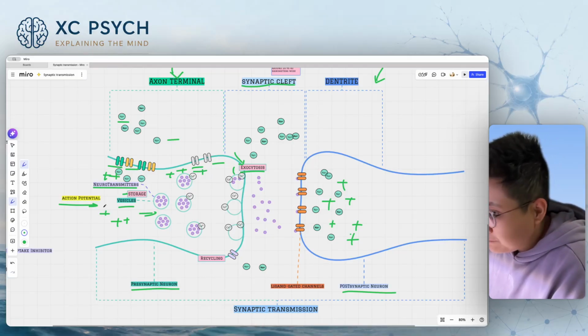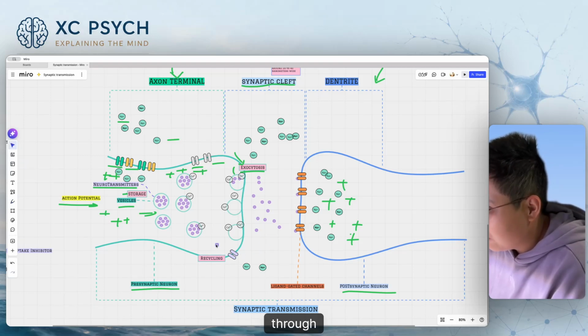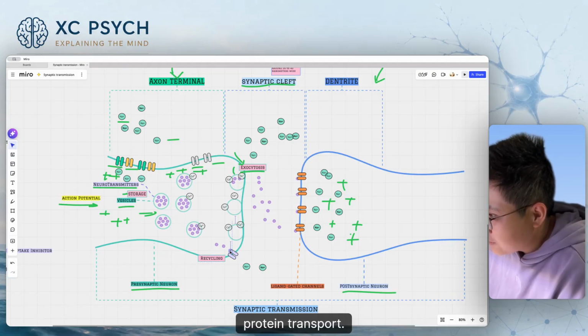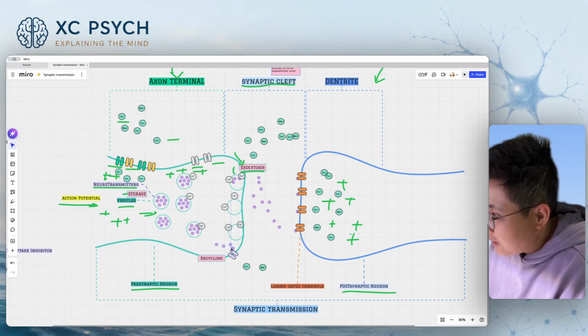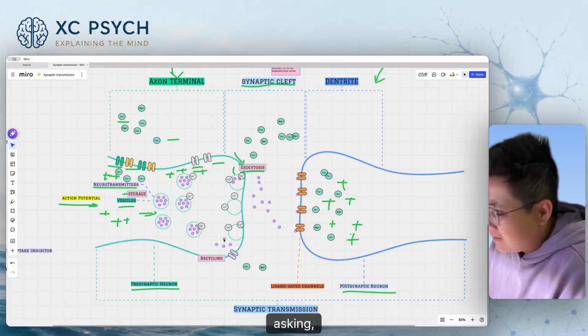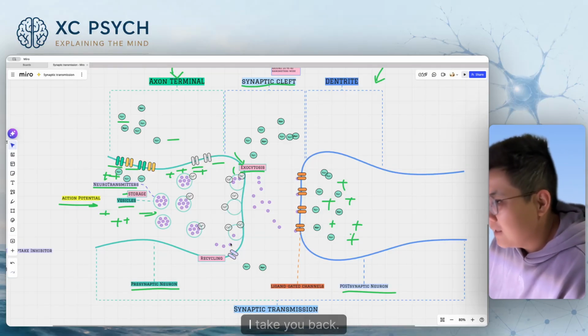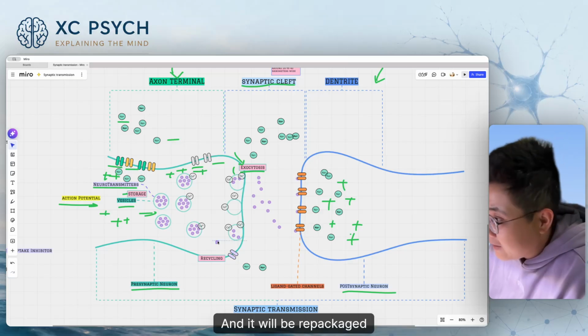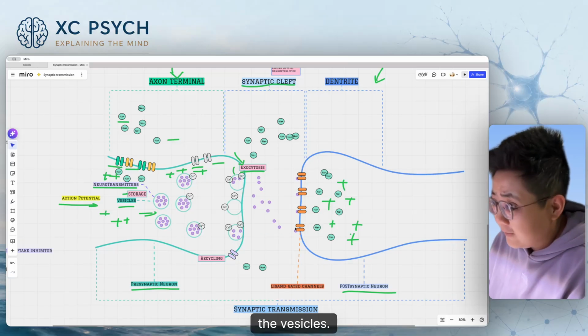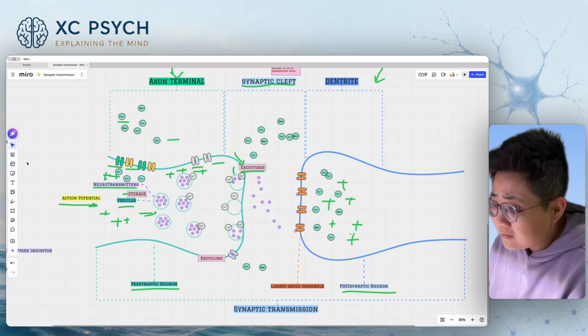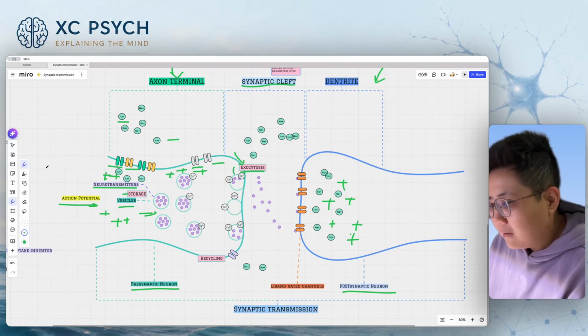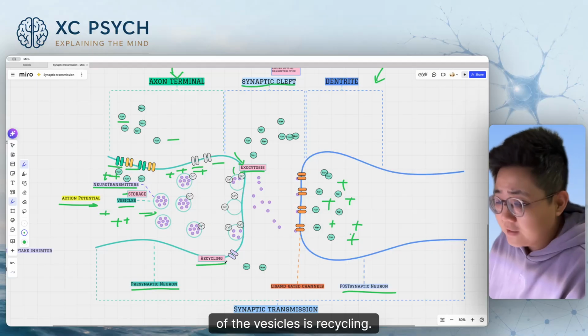And some will be recycled through this protein transport. And basically, it's kind of like an ex asking, do you take me back? And then the vesicle says, okay, I take you back. And it will be repackaged into the vesicles. And that is the third function of the vesicles, is recycling.